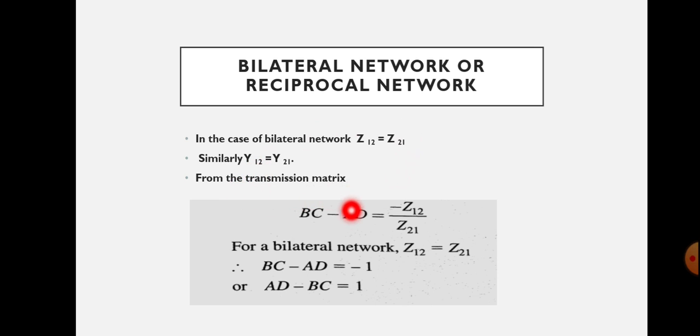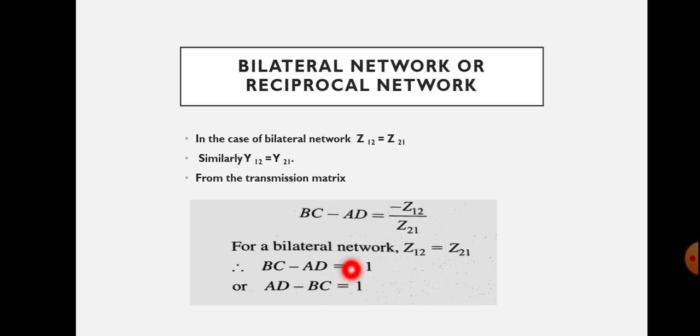And in the case of transmission matrix, the derivation is not required, actually. BC minus AD quantity, that is the matrix A minus B, C minus D is the matrix. When we are taking the determinant, we will get BC minus AD will be equal to minus Z12 by Z21. That is obtained by substitutions for B, C, A and D in terms of Z values. So for the case of bilateral network, we know that Z12 equal to Z21. So this will be equal to minus 1. So AD minus BC equal to 1. So this is the condition for bilateral network or reciprocal network in terms of Z, Y and ABCD parameters.